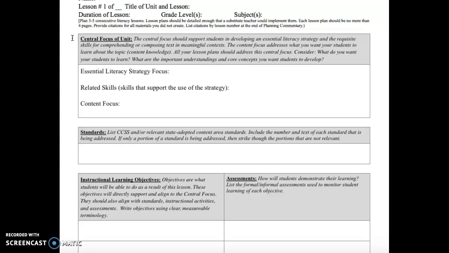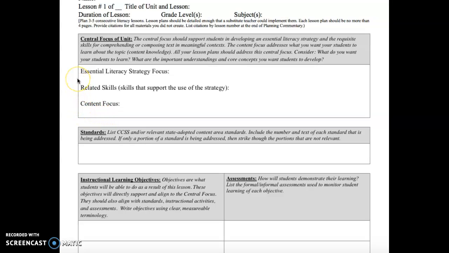So first we have our central focus of the unit, and there are three categories here. So I'm actually going to start with the content focus, because if we look at this word content, that specifically is referring to what the students are going to get out of the lesson. For instance, right now we're doing one on secondhand smoke. So what will they be able to do with that content?